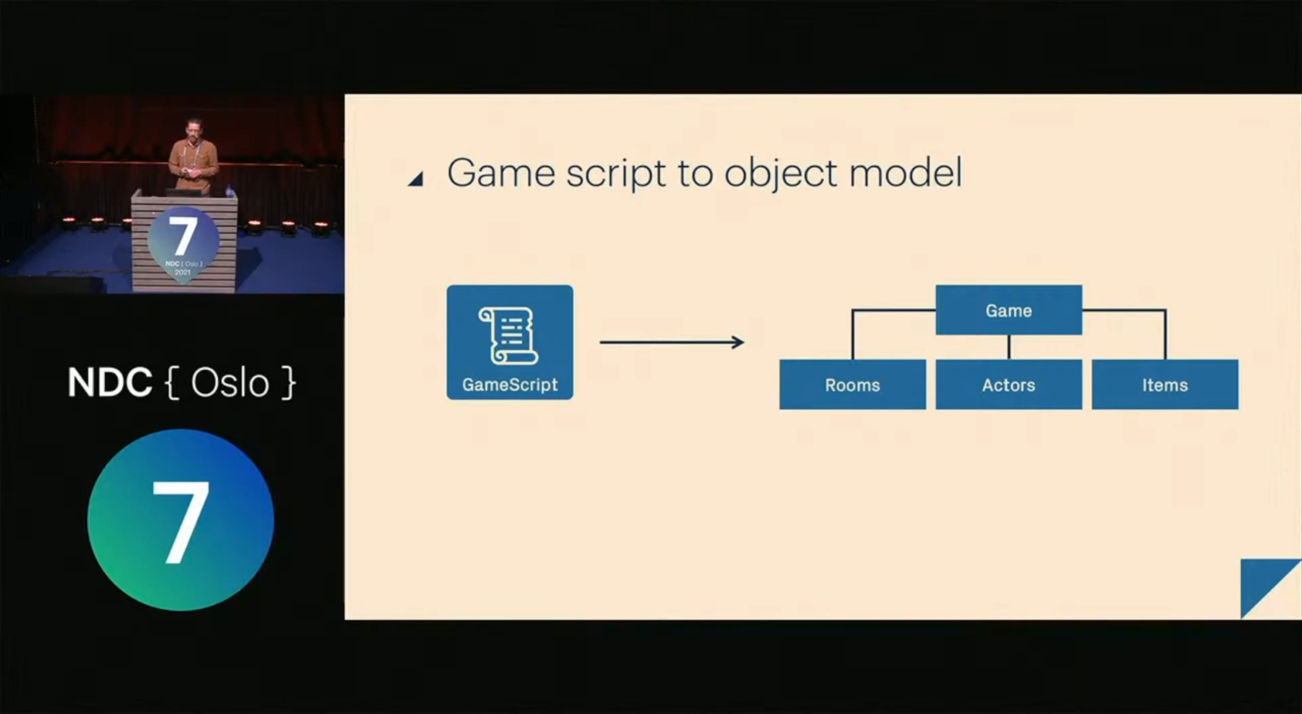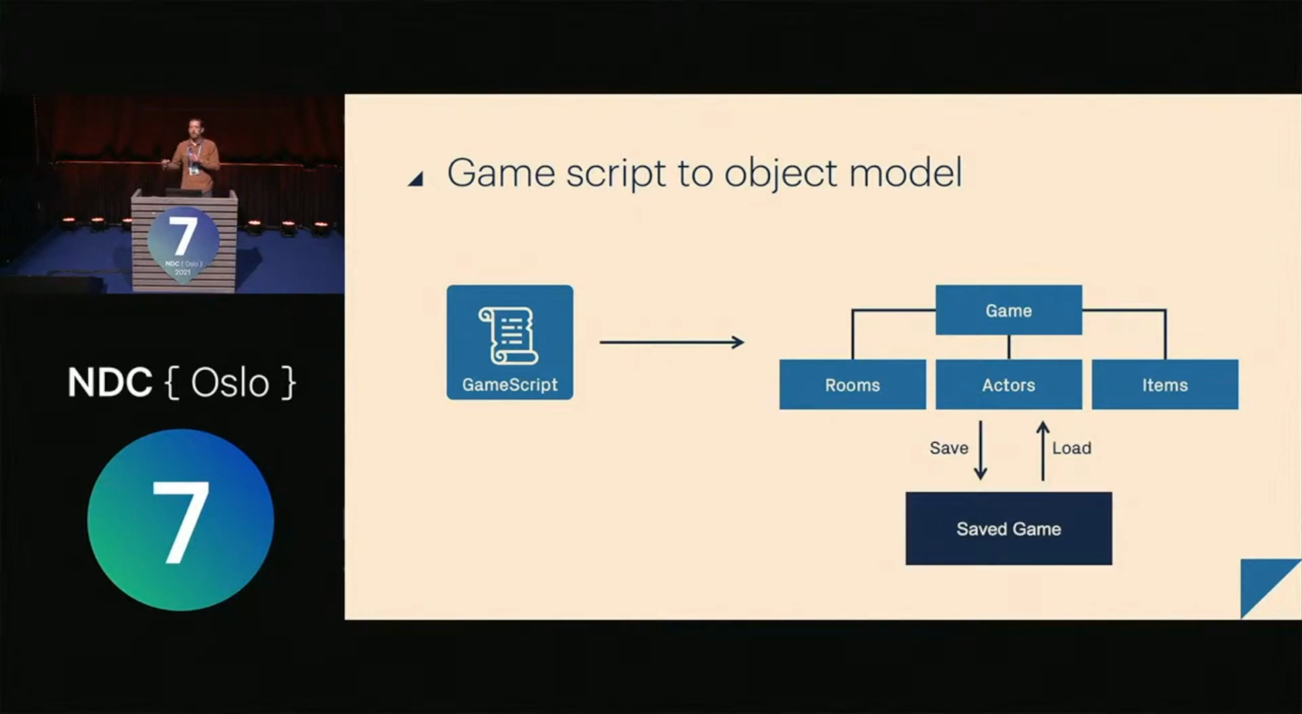So now I have my in-memory object model of the game, the rooms, the actors, and the items, and the game can run. But wouldn't it also be nice if we allow the player to also maybe create save games and load games? Because if you only have save games, that's not that useful.